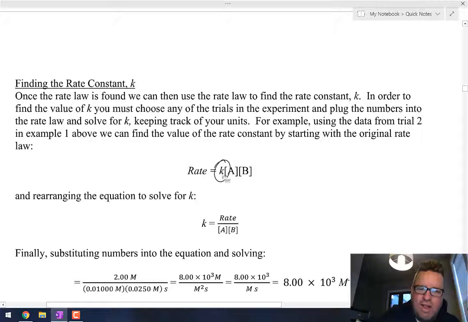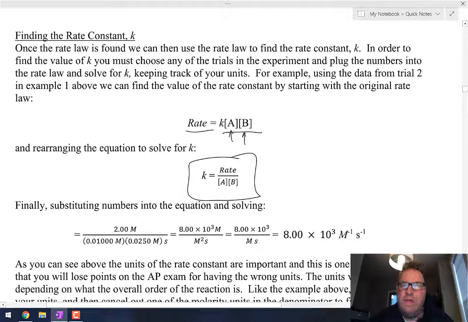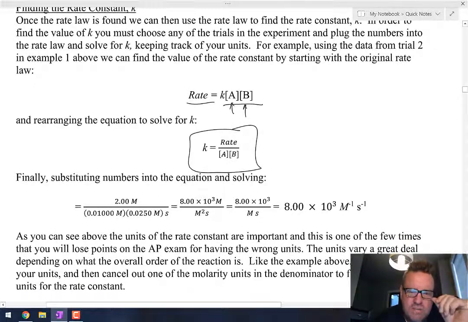So if the rate law were rate equals K times the concentration of A times B, in this case they're both first order. It's a second order reaction overall. To solve for K, we would simply divide both sides by the concentration of A and B, which would result in this equation here. Okay, and again, using the data from trial 2 in that first example, not the example I just showed you, you basically plug those numbers in.